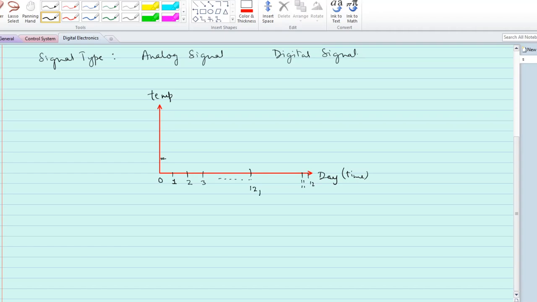If this is your 12 p.m., then the temperature increases, and near the 12 p.m. it becomes up and down like this, and then again goes down, and then again goes up. Okay, so we can say that this is a function which is continuous in nature, and this function is actually a continuous function of time.